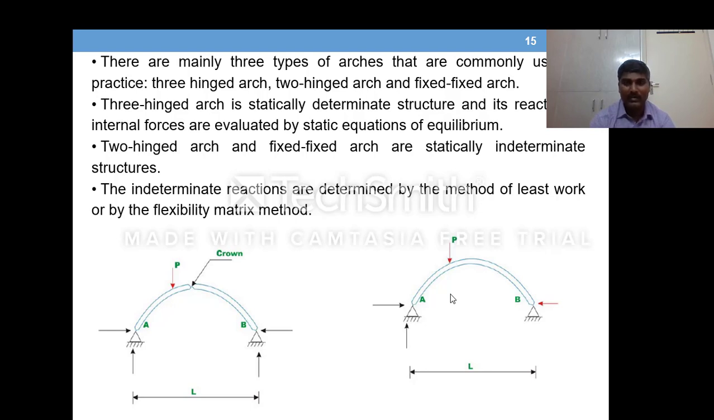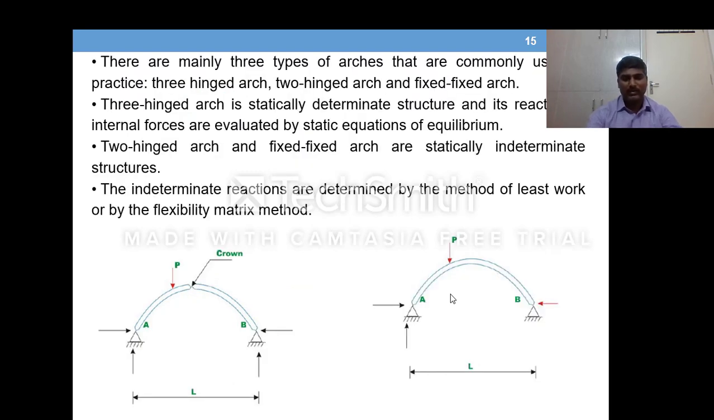Whereas two hinged arch and fixed arch are statically indeterminate structures, which means to solve them, in addition to equilibrium equations, you need to use additional equations. That is what it means. So the two hinged arch and fixed arch are statically indeterminate structures.